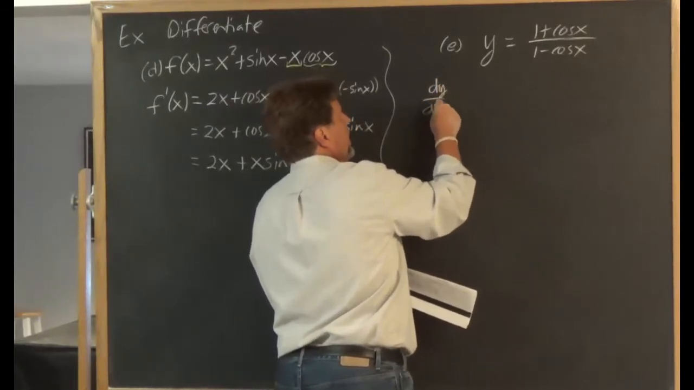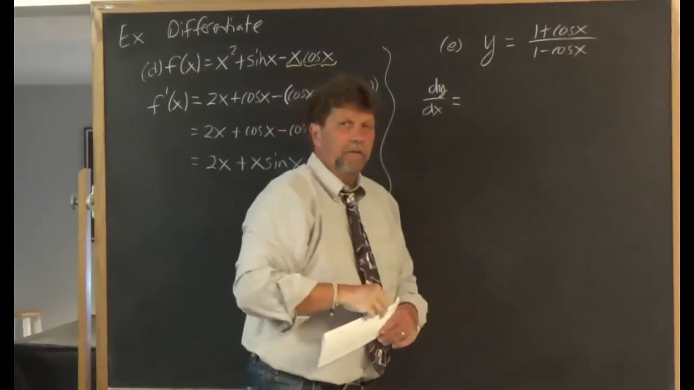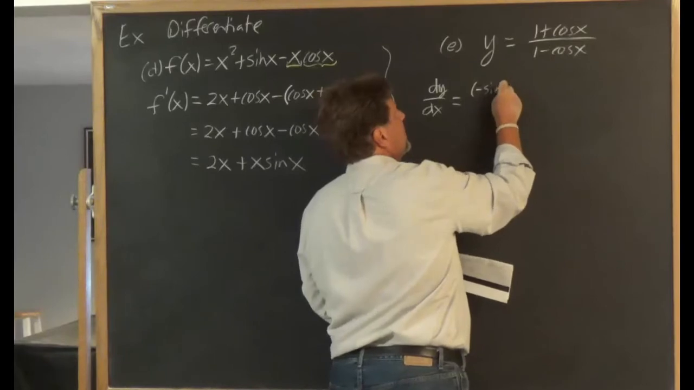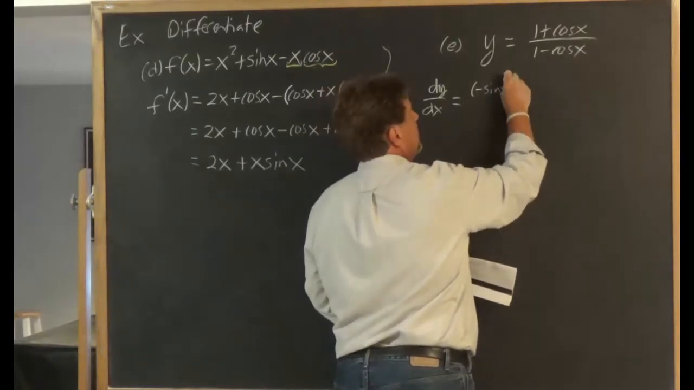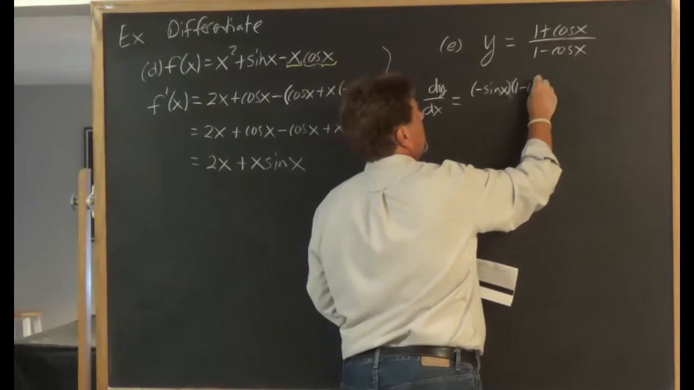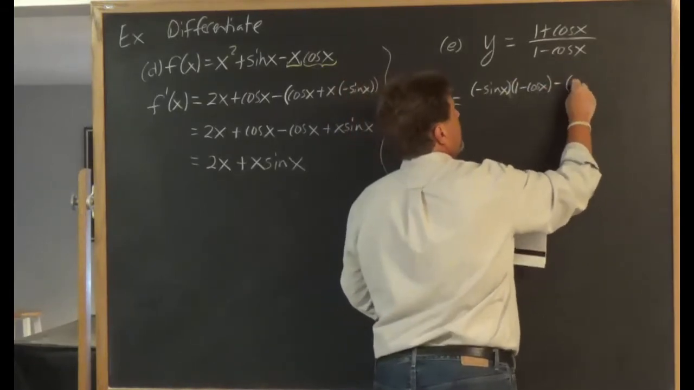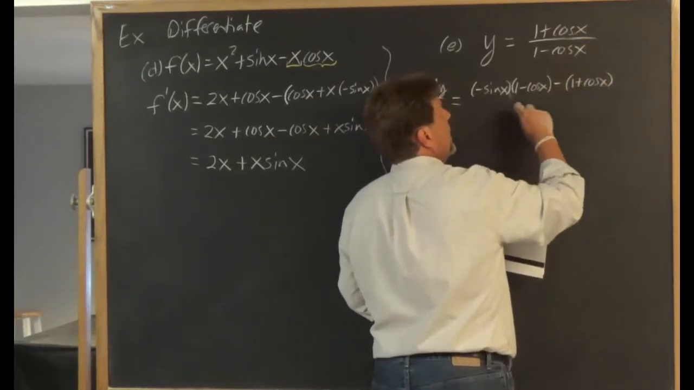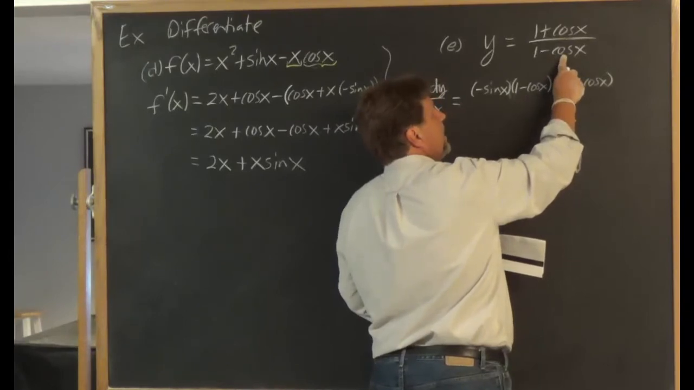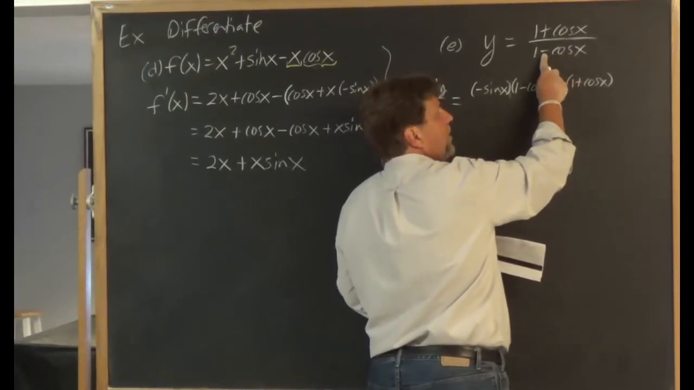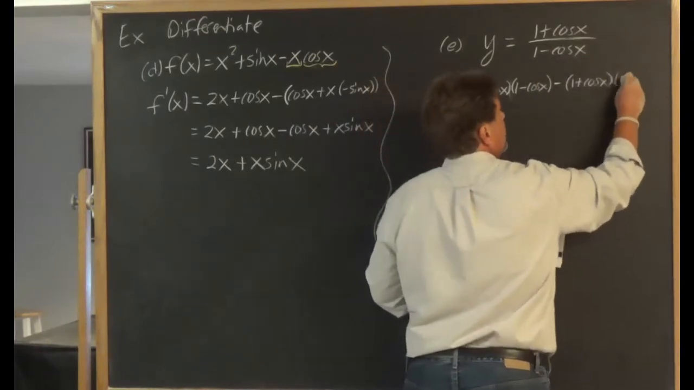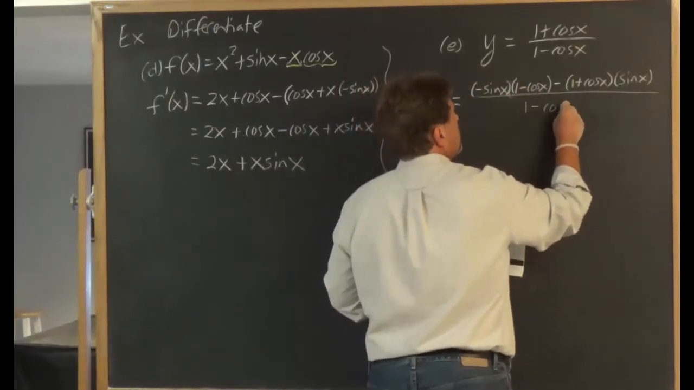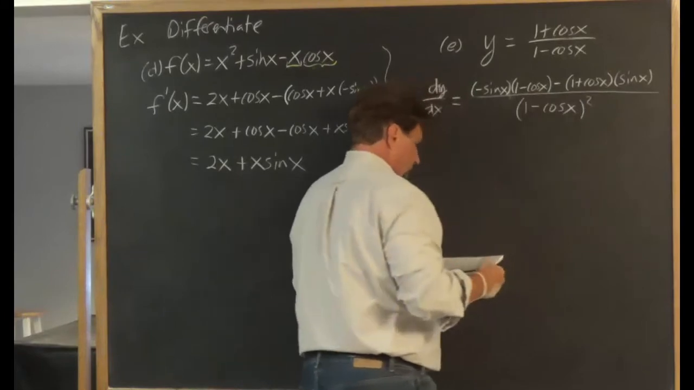I decided to go with dy/dx. So here we go, good old quotient rule. The derivative of the numerator, well, that's a negative sine x. Whoops. Times the denominator, minus the numerator times the derivative of the denominator. Well, the derivative of the denominator is negative, well, that's a negative sine x, but there's a negative in front. So negative, so the derivative of the denominator is positive sine x, all over 1 minus cosine x, that quantity squared.